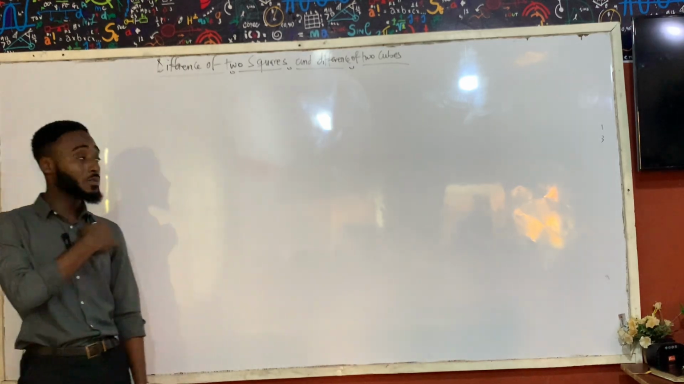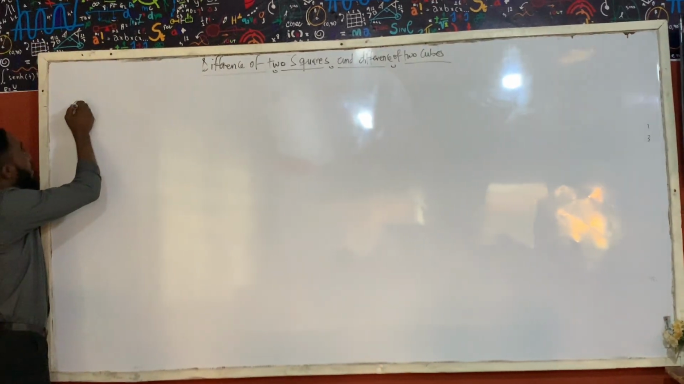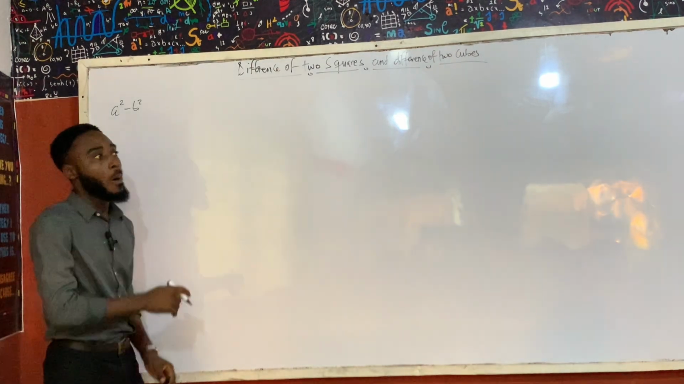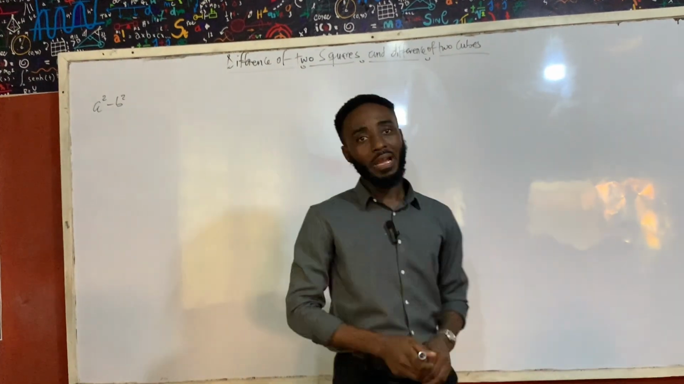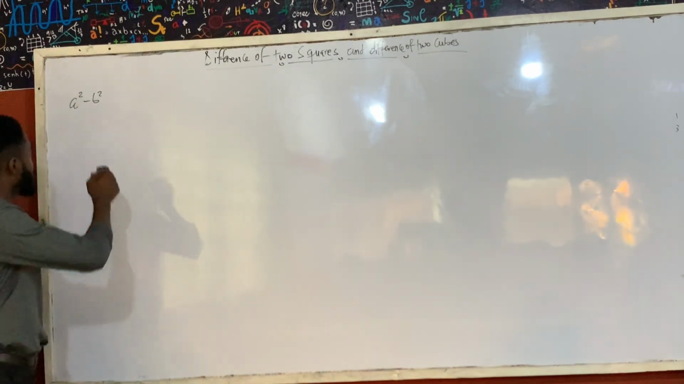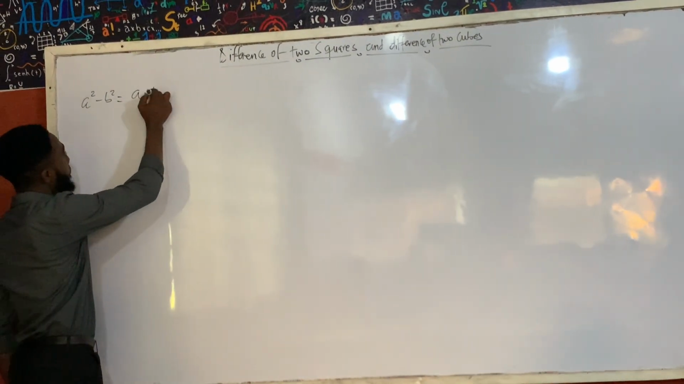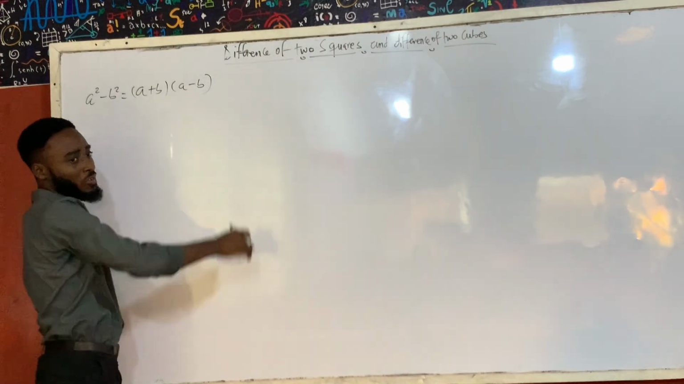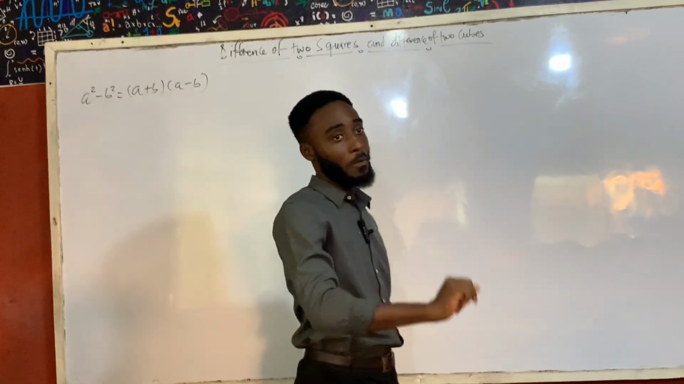Okay, so when we have something like this, a squared minus b squared, what other way can we write this? A plus b, a minus b. But how do we arrive here? That's what we are trying to figure out right now.